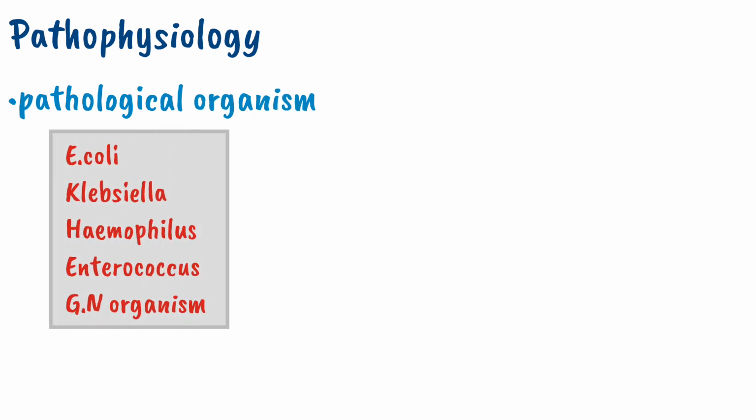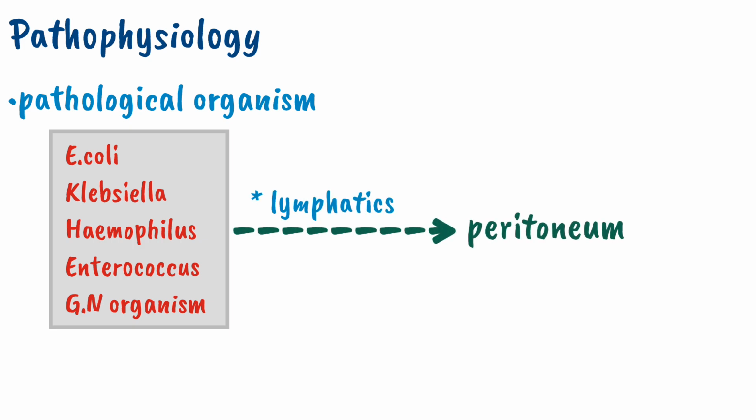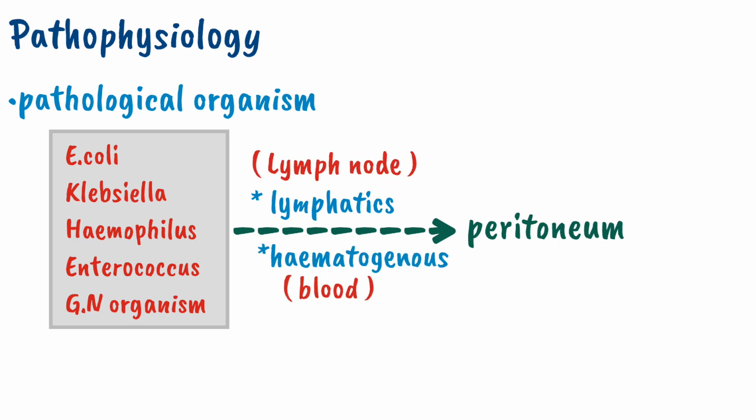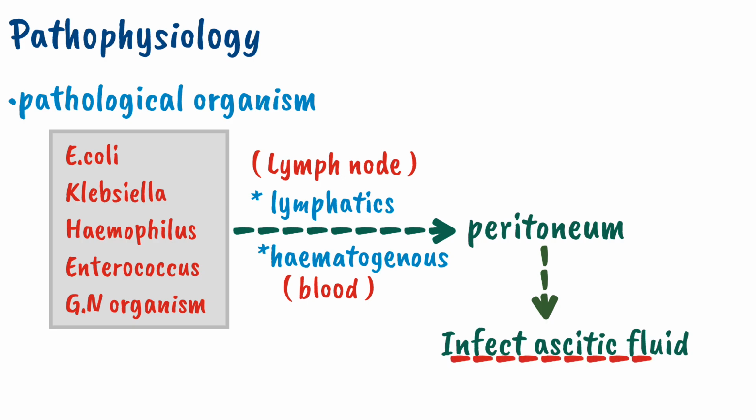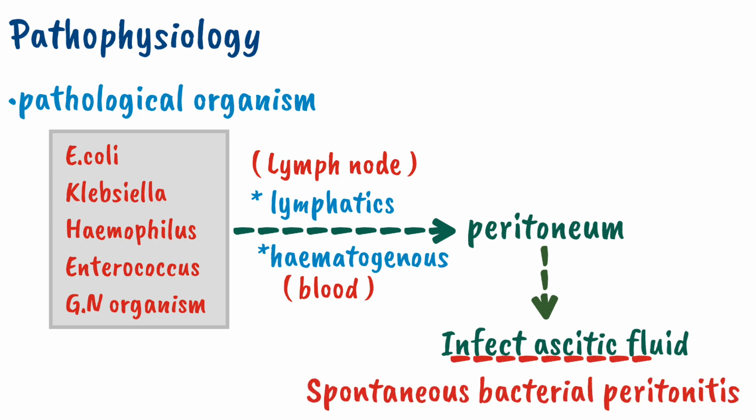SBP develops when organisms such as E. coli, Klebsiella, Haemophilus, Enterococcus and other gram-negative bacteria reach the peritoneum through lymphatic spread or through the hematogenous route. Hematogenous means through blood and lymphatic means through lymph nodes. When these organisms reach the peritoneum through these two routes, they infect the ascitic fluid, and this infection is called spontaneous bacterial peritonitis.